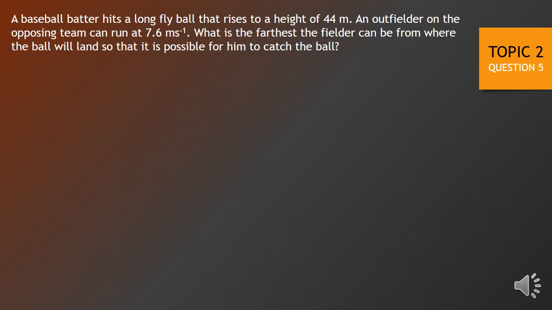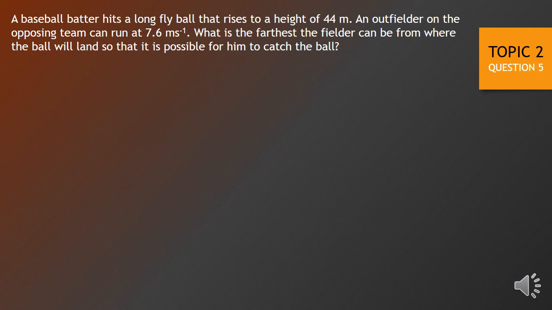Okay, last question for topic 2. The baseball batter hits a long fly ball that rises to a height of 44 meters. An outfielder on the opposite team can run at 7.6 meters per second. What is the farthest the fielder can be from where the ball will land so that it is possible for him to catch the ball?